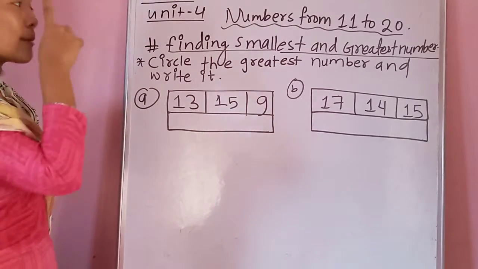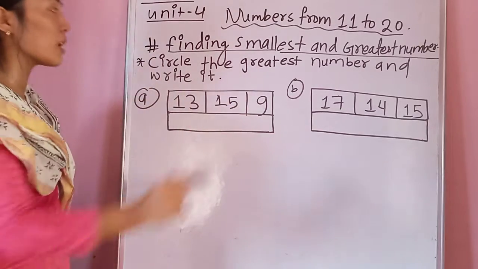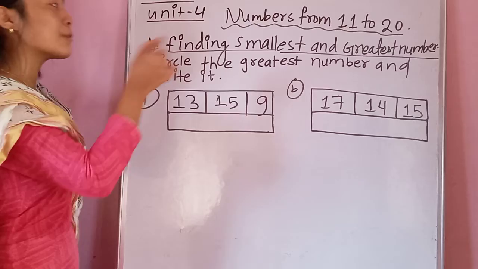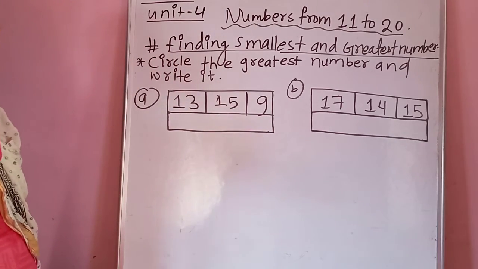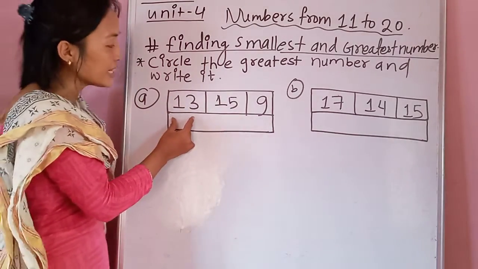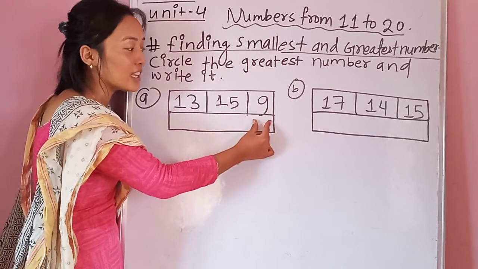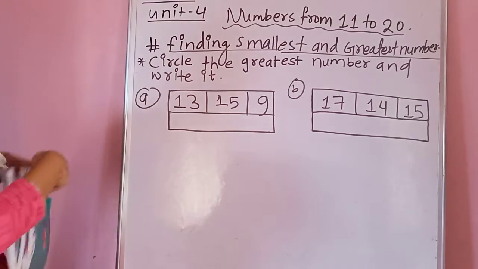First of all, you have to find out sabaibhanda yo tinta number madhye sabaibhanda thulo number kun ho bhanera pata lagaunu paryo. You have to find out that, and after finding that, you have to circle that also, and after circling it, you have to write here the greatest number, that is, the number which you have circled. So I will tell you the way how to do it.